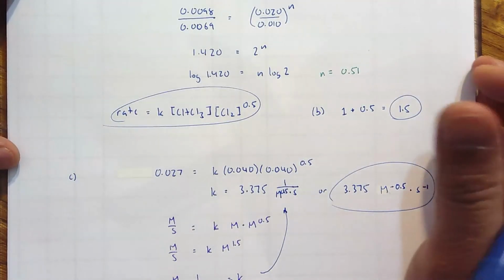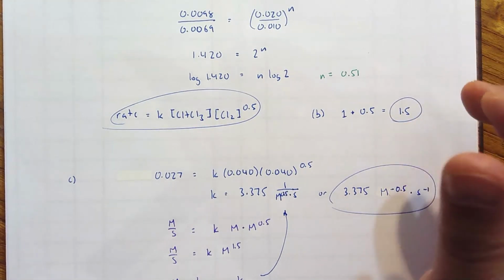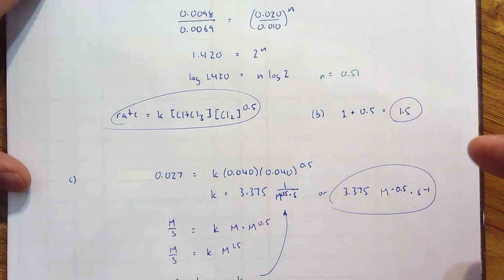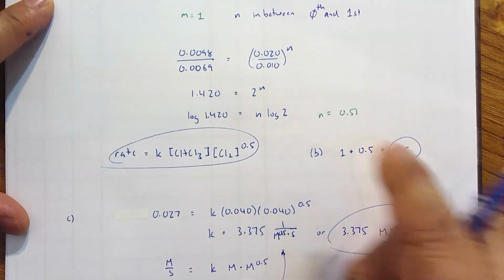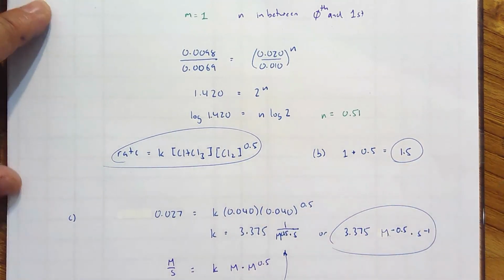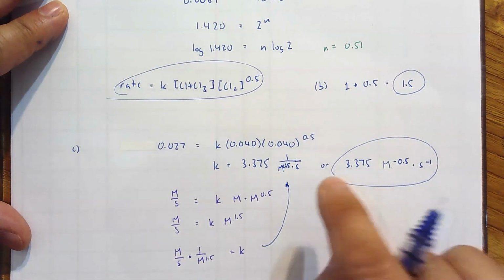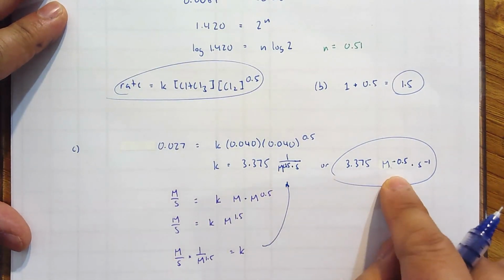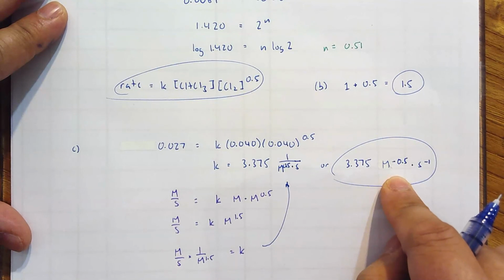Okay, that represents one of the more challenging rate law problems because, again, one of your exponents is not a whole integer. And then you saw how much I struggled figuring out the units for K, but these are the units for K in this case.